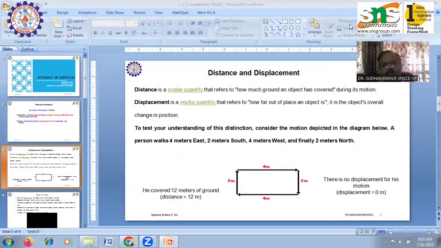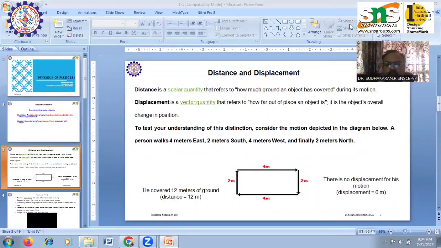Now we will see about distance and displacement. Distance is a scalar quantity that refers to how much distance an object has covered during its motion. Whereas displacement is a vector quantity that refers to how far an object is, that is, how far an object has moved from its original position to a new position.